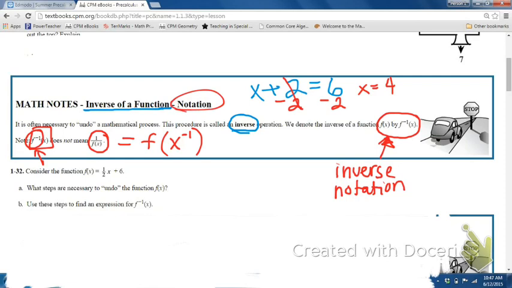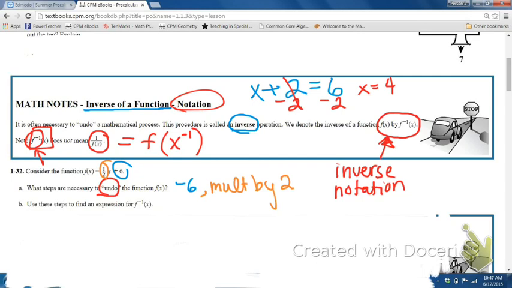All right, so let's do 132 together. Consider the function f of x equals 1/2 x plus 6. What steps are necessary to undo the function? So we need to look at it and say, well, what is happening? I need to get x by itself. So I would need to subtract the 6, right? And if it's divided by 2, 1/2, I would multiply by 2 to get rid of that 1/2, right? And then that's it. Those should be the steps to undo it. Use these steps to find an expression for the inverse of x.